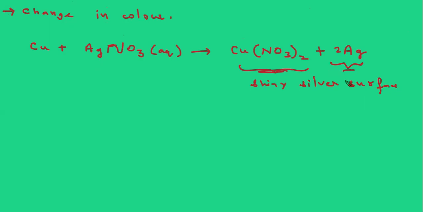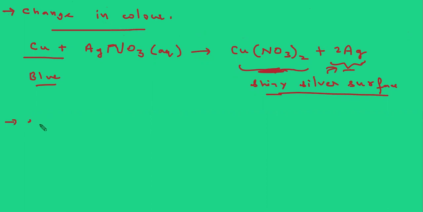Okay. So why can we say that? It was blue in color, and now it has a shiny silver surface. So is it a result of change in color, yes or no? Yes, copper was blue in color, and right now it has a shiny silver surface because of this Ag. So it is an example of change in color.